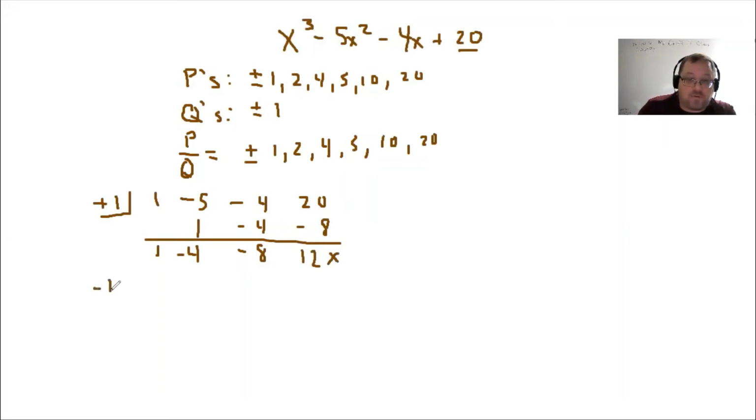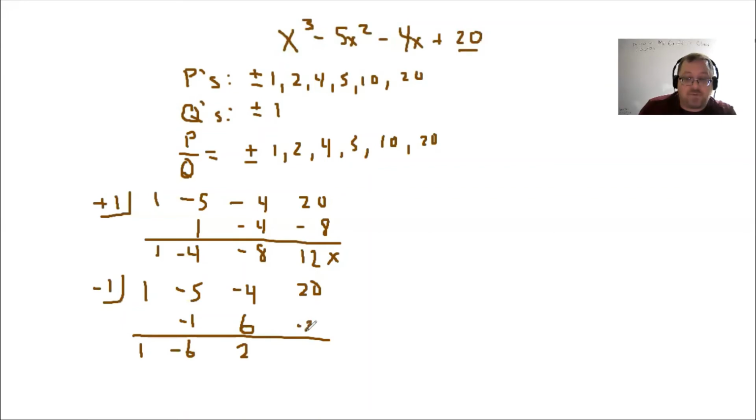So let's go to minus 1. And this can take some time. And to be honest, you may do this and get no factors because sometimes there's a possibility that it's not factorable. That could happen. But I hope I don't set you up like that. Let's see. Negative 1 times 1 is negative 1. Negative 1 plus 5 is negative 6. Negative 1 times negative 6 is 6. Negative 4 plus 6 is 2. Negative 1 times 2 is negative 2, and that's 18. So that didn't work. So let's go back to the drawing board and let's go to the next number, plus 2.